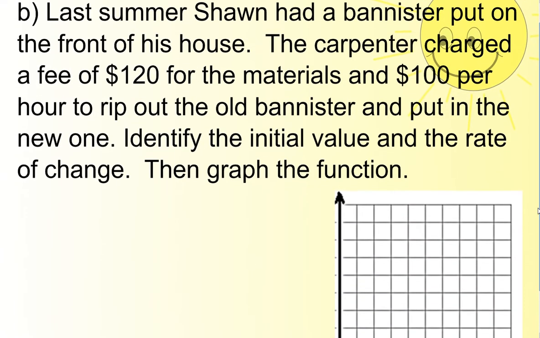Letter B. Last summer, Sean had a banister put on the front of his house. The carpenter charged a fee of $120 for the materials and $100 per hour to rip out the old banister and put in the new one. Identify the initial value and the rate of change, then graph the function.